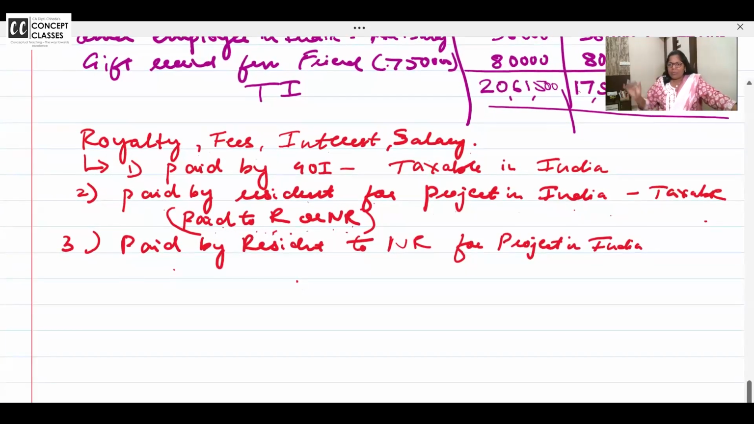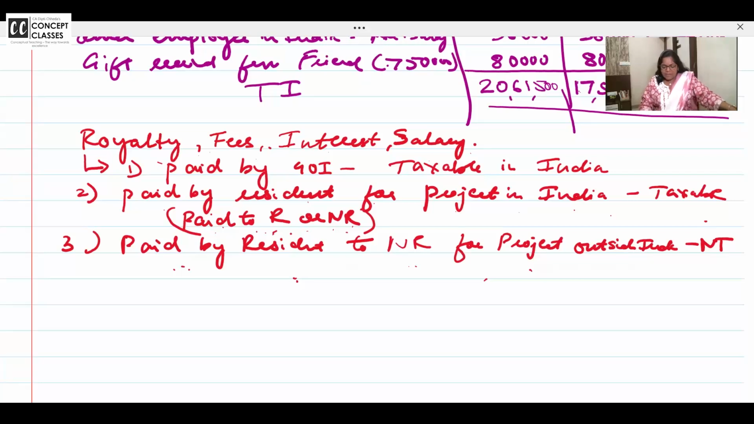I'm telling you, I can give you one more mind map also required. Maybe what I wrote is not clear. Now look: paid by resident to non-resident for a project outside India. A project in India is already covered above. Outside India, NT, not taxable. Paid by resident to non-resident, royalty, fees, interest, salary for a project also outside India. I'll give you 15 examples after this to complete this.